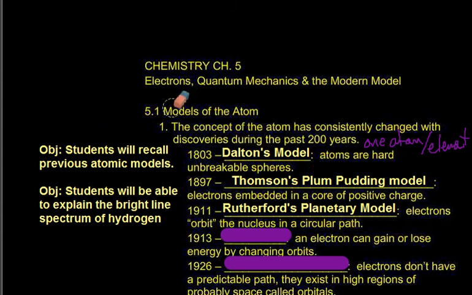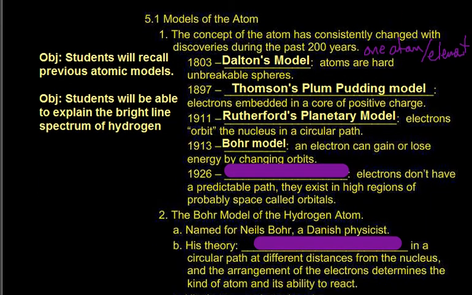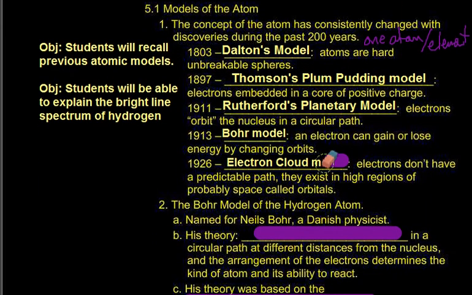Now the new ones that we haven't talked about yet, the next one is the Bohr model, named after a Danish physicist named Niels Bohr. And he stated that electrons that are traveling in these circular paths can gain or lose energy by changing orbits. They can absorb some energy, and they'll actually change to a larger orbit around the nucleus of the atom. And then finally, in 1926, we have the electron cloud model, where electrons don't have a predictable path, and they exist in regions of high probability space.